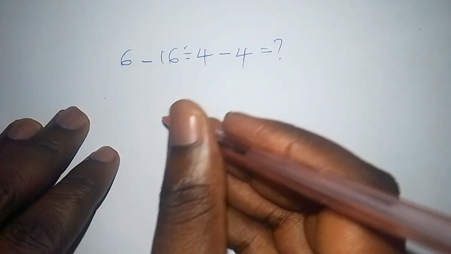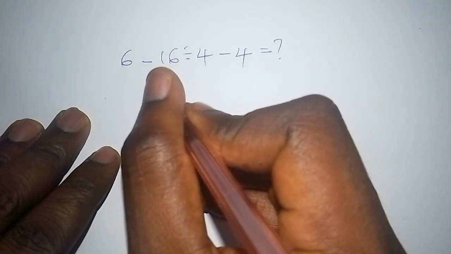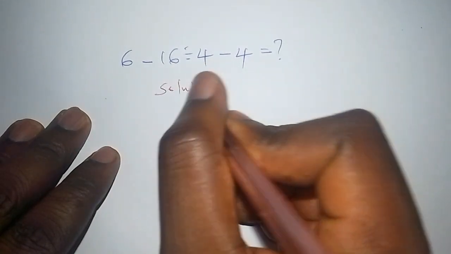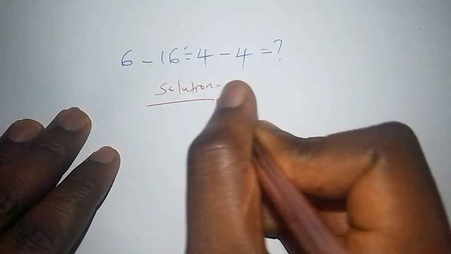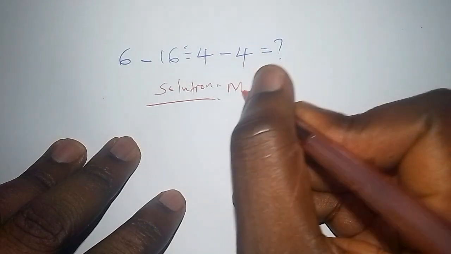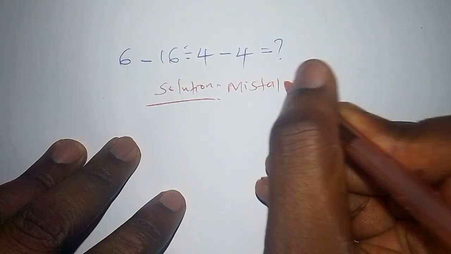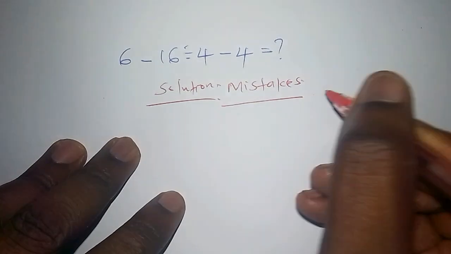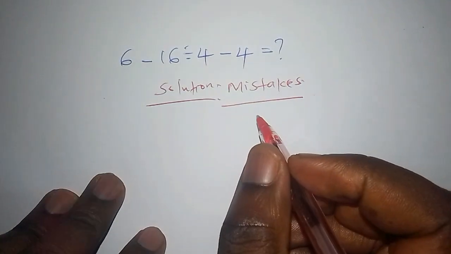So I want us to start with the solution. These ones are how some people worked them out. In short, we agreed that those are the mistakes they made. So watch this and avoid making such simple mistakes.